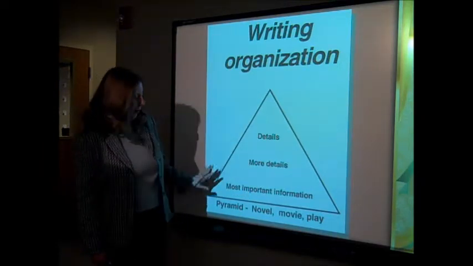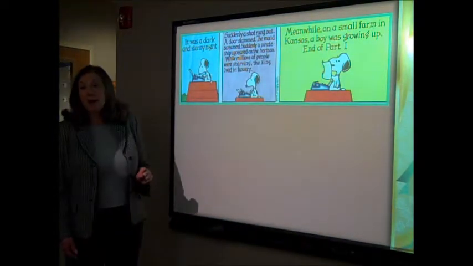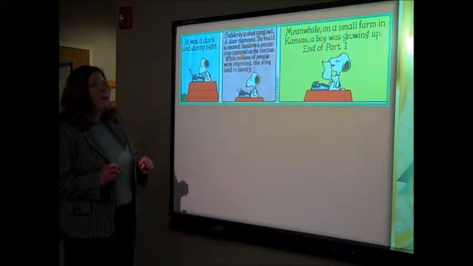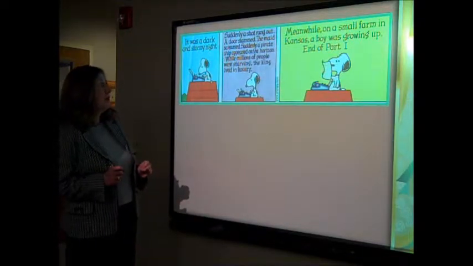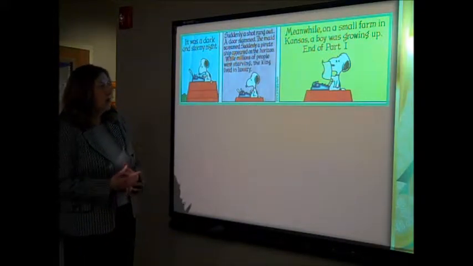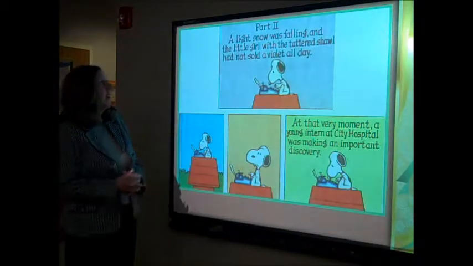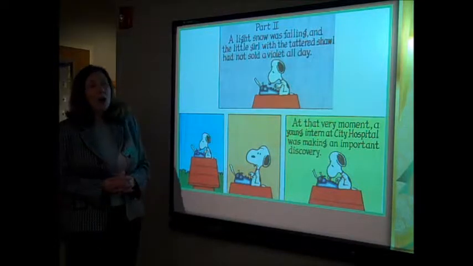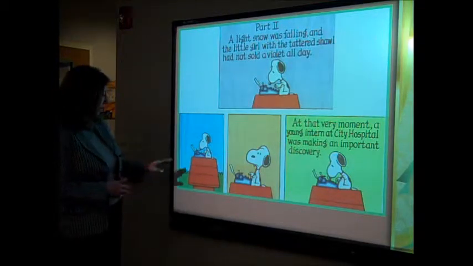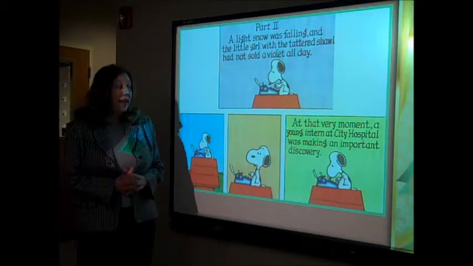Just like Snoopy, it was a dark and stormy night. Here's Snoopy again. It was a dark and stormy night. Suddenly, a shot rang out. A door slammed. The maid screamed. Suddenly a pirate ship appeared on the horizon. While millions of people were starving, the king lived in luxury. Meanwhile, on a small farm in Kansas, a boy was growing up. End of part 1. Part 2. A light snow was falling, and the little girl with the tattered shawl had not sold a violet all day. At that very moment, a young intern at City Hospital was making an important discovery.